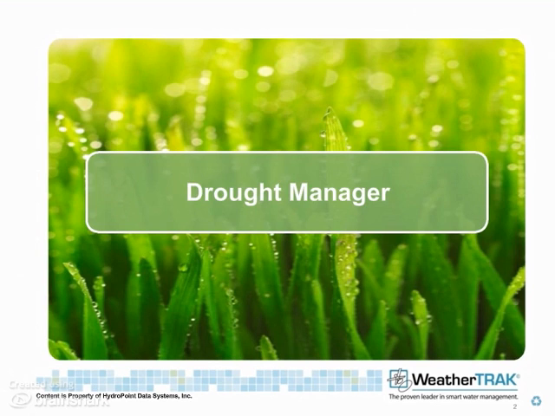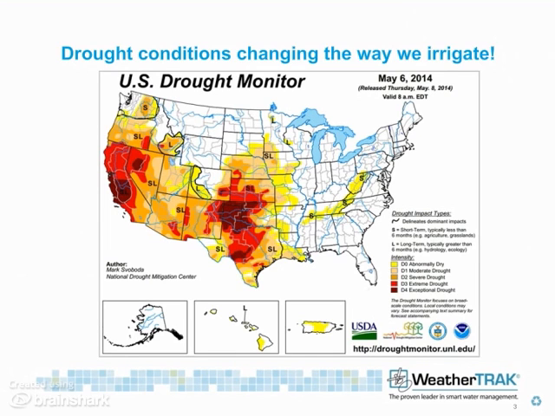In this section, we will highlight the new WeatherTrack Central feature called Drought Monitor, which is an application designed to help our contractors and customers understand and communicate the challenges of managing landscapes and irrigation systems during time of water scarcity.